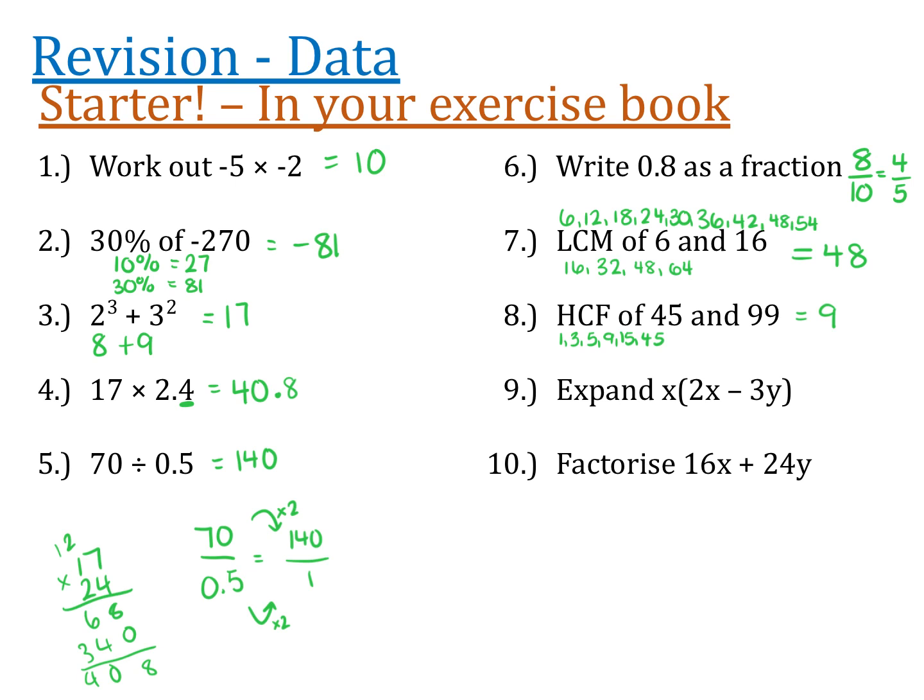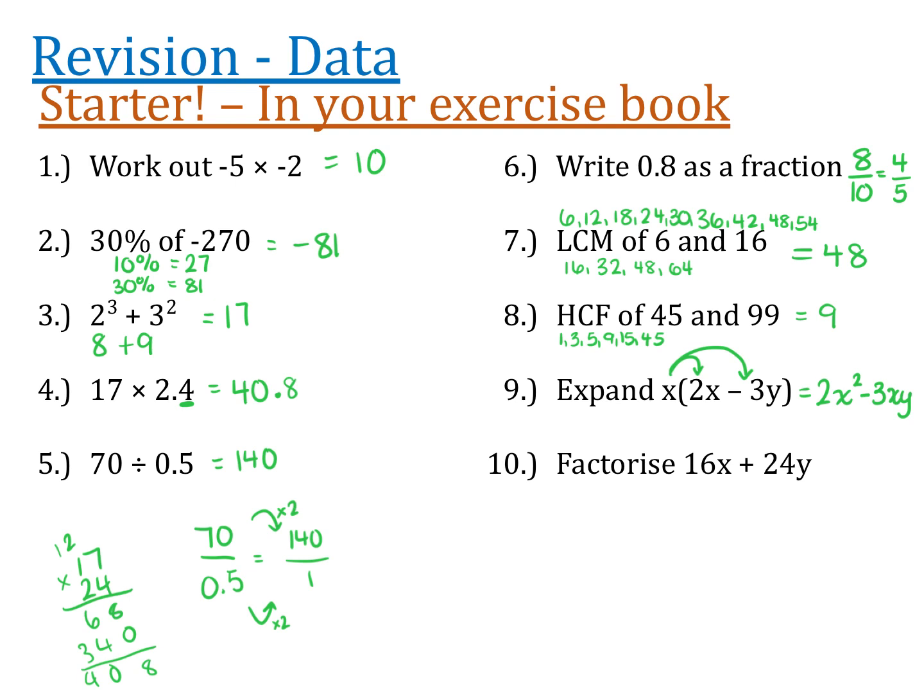If I need to expand this, I need to multiply this x across both parts of this bracket. So x times 2x is 2x squared, and x times -3y is -3xy. If you put -3yx, that would also be all right.